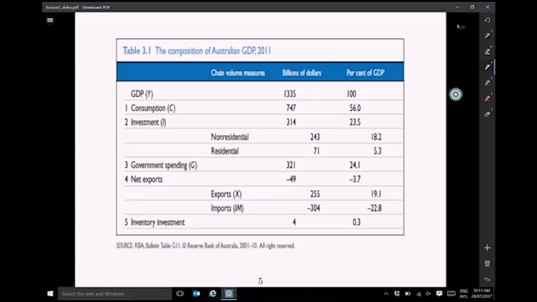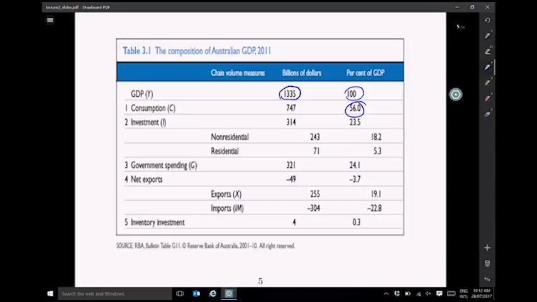So let's take a look at an example of these 4 components of GDP. You see here, we have the Australian GDP in 2011, and we have the raw number, that's $1,335 billion, and we also look at the fraction of each component: consumption, investment, government spending, and net exports. These are the 4 most important components in GDP, and it turns out in Australia, consumption is still the largest fraction in GDP, right?